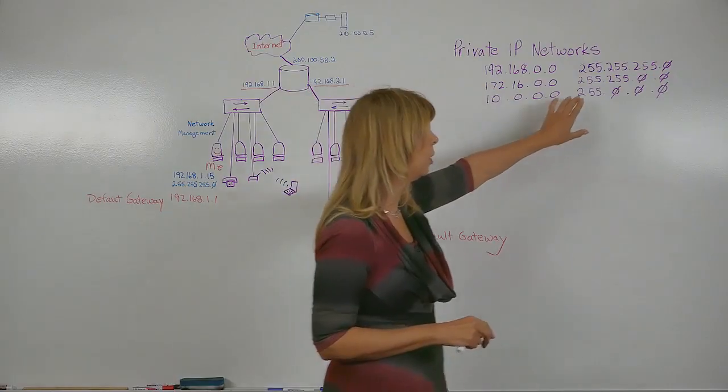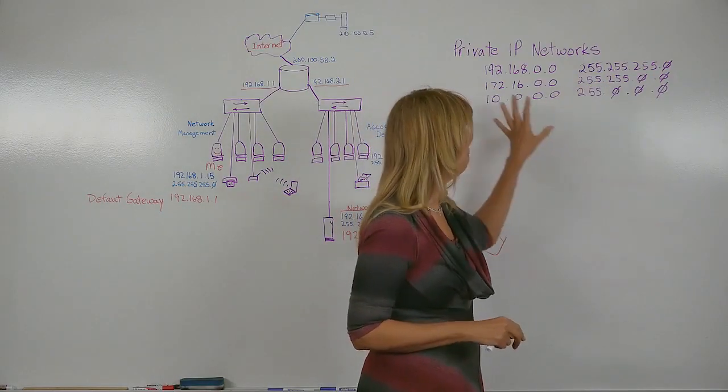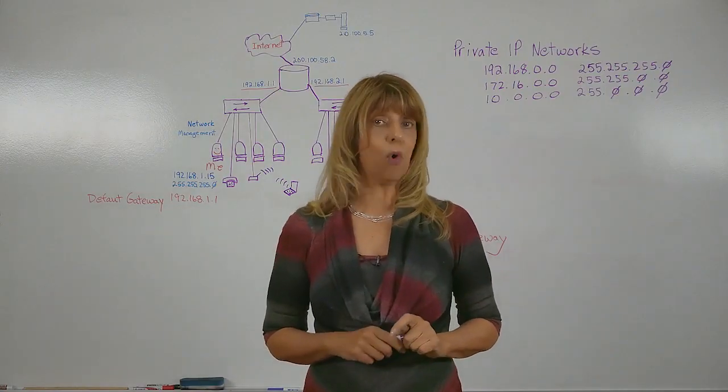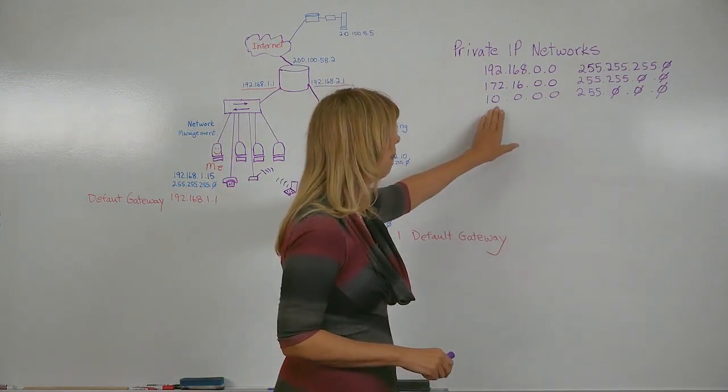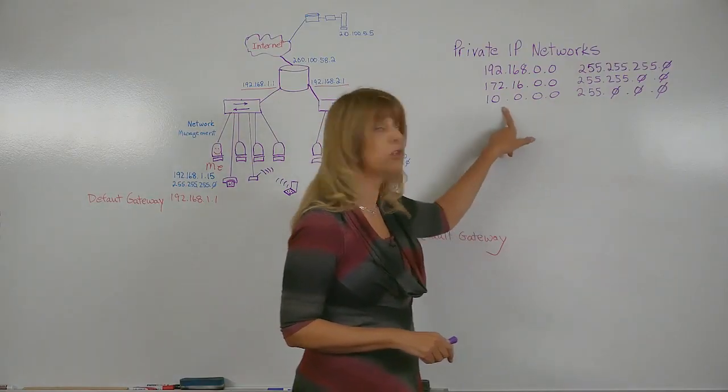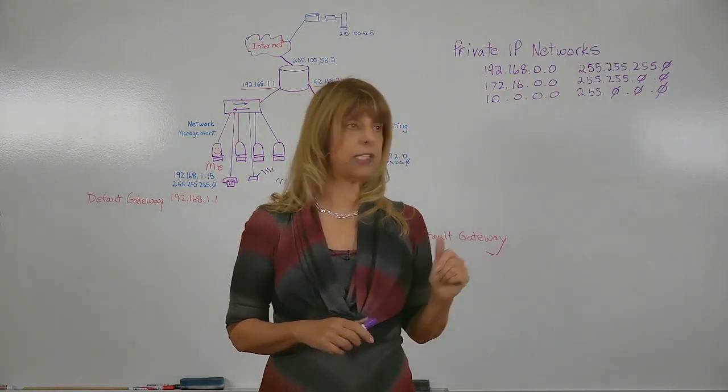172.16 now uses 16 bits as identifying the network portion, so you can have many more. And 10, it only uses 8 bits for the network portion, so it's used primarily for very large enterprises.